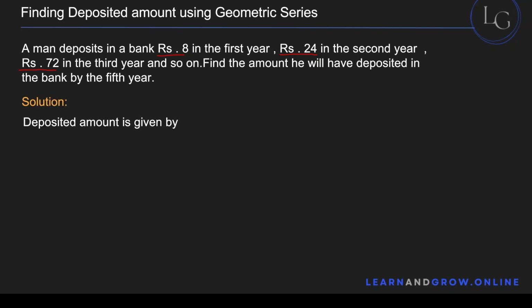So the deposited amount is given by this series, because the first term is 8, because that's the deposit amount in the first year, 24 in the second year, and 72 in the third year, and so forth. And this is a geometric series. And why? Because there is a common ratio. The common ratio here is basically 3.